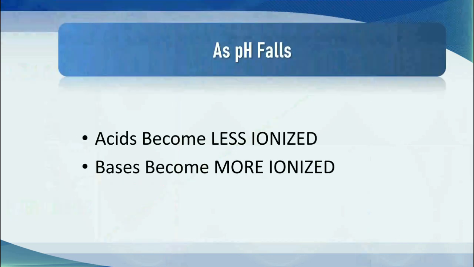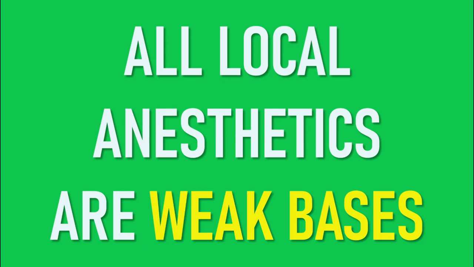So in summary, as the pH falls, acids become less ionized and bases become more ionized. Local anesthetics have pKa's between 7.7 and 8.3, so all local anesthetics are weak bases.